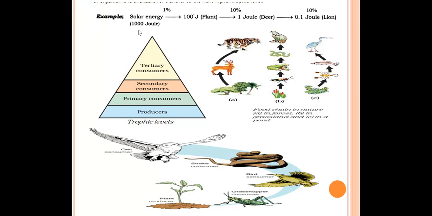Okay, now you can look at the example over there, the solar energy. It is having 1000 joules of energy. The plant will absorb 1% of sunlight. After that, from the plants to the deer, 10% of energy will be transferred. From deer to the lion, 10% of energy is transferred. So this is also a food chain, showing trophic levels in which 10% of energy is transferred from one trophic level to the next trophic level. You can look over there also: producers, primary consumers, secondary consumers, and tertiary consumers.